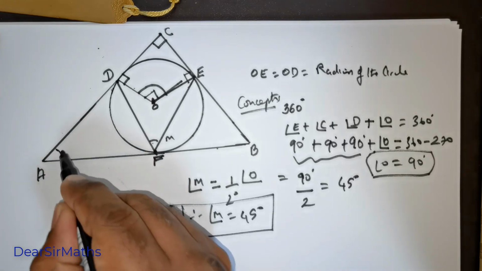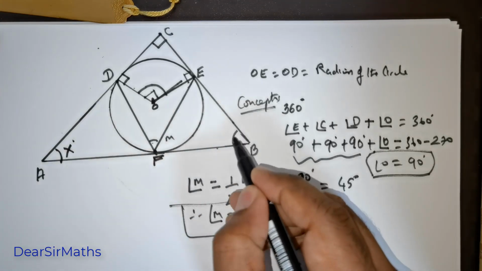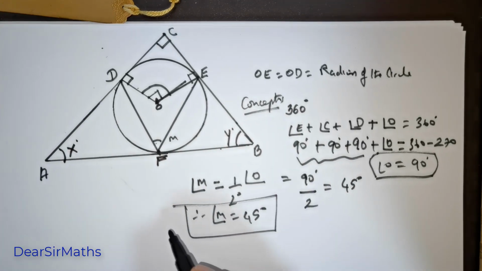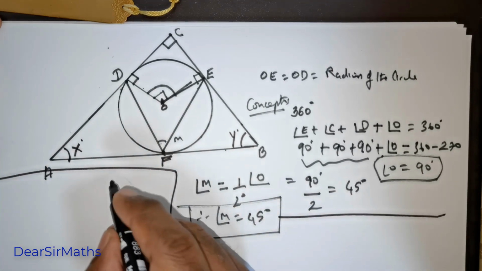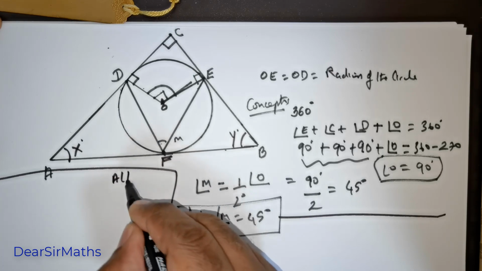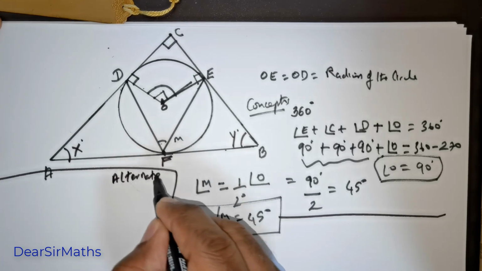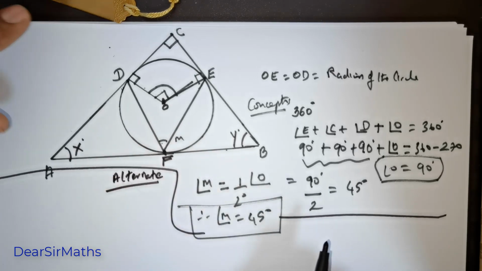Now, let me take this as X degrees, let me take this as Y degrees. So this is the alternative way, okay? This is the alternate method.